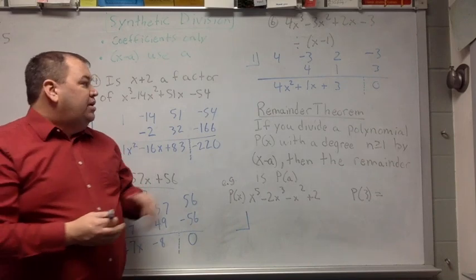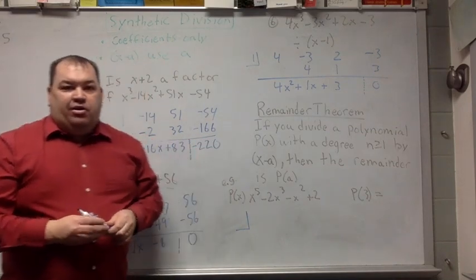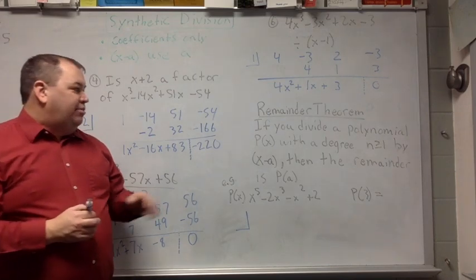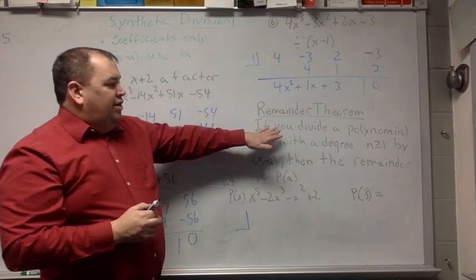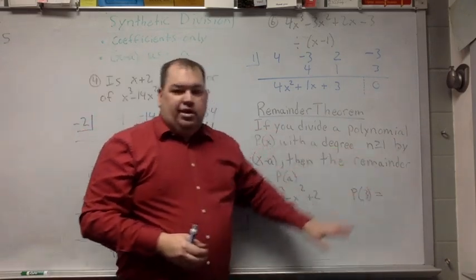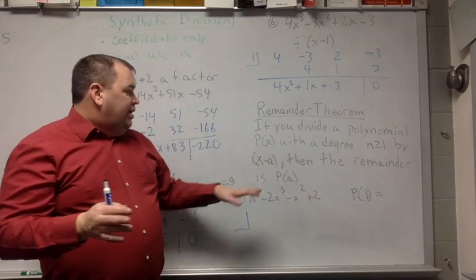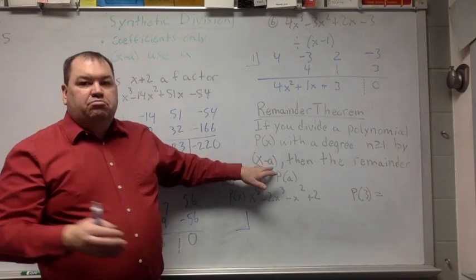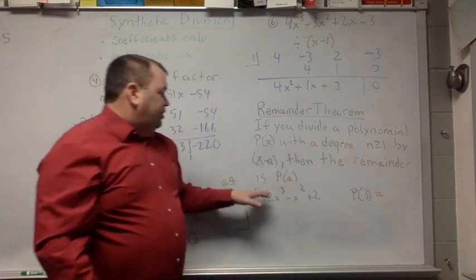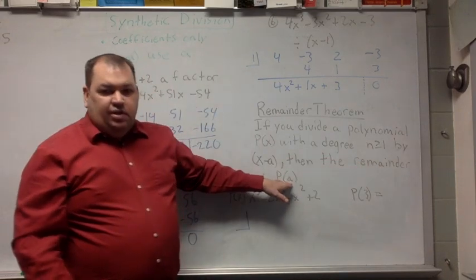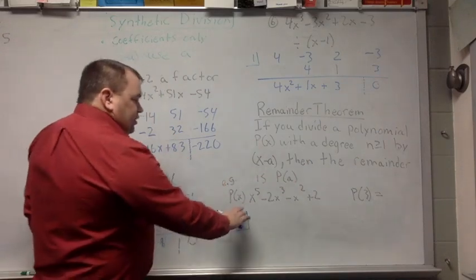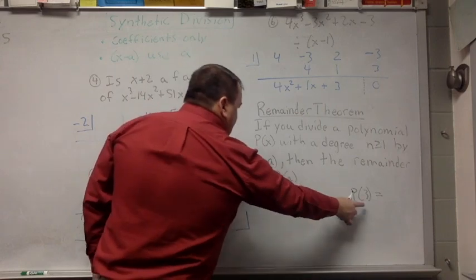The last theorem I have up here kind of ties this all together and adds one more wrinkle to what we've been talking about. It says if you divide a polynomial, which we've been doing, with a degree bigger than 1, every one of them has been, and we divide by x minus a, that's what we've been doing for the most part, then the remainder is p of a. So I've got an example here. I'm just going to start by dividing it first. So we're going to find out what p of 3 is.